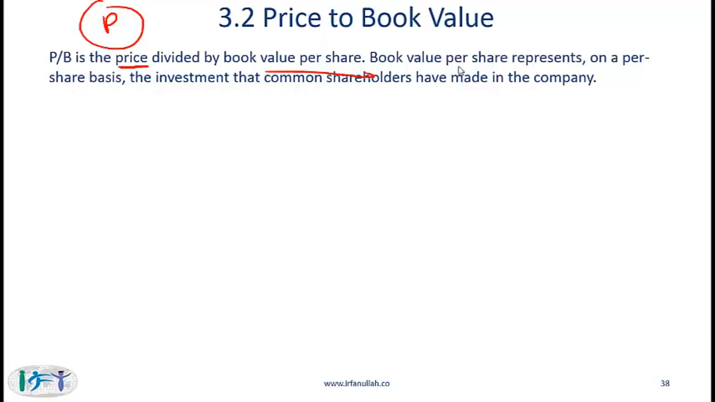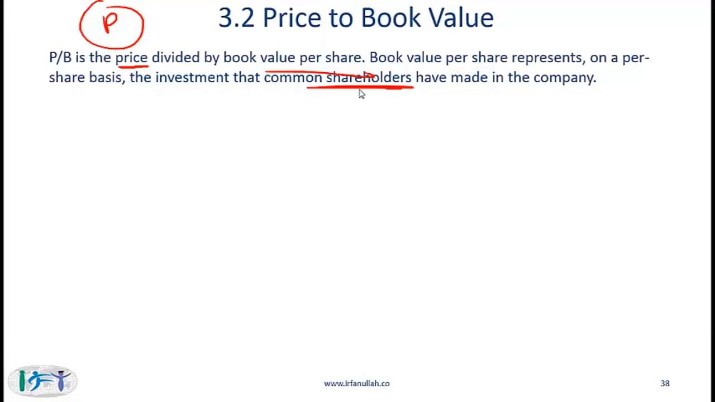Book value per share represents, on a per share basis, the investment that common shareholders have made in the company. So how do you come up with this? You simply take the total assets minus liabilities. If a company has issued preferred shares, then should you subtract the value of preferred shares? You should, because this definition is based on common shareholder.